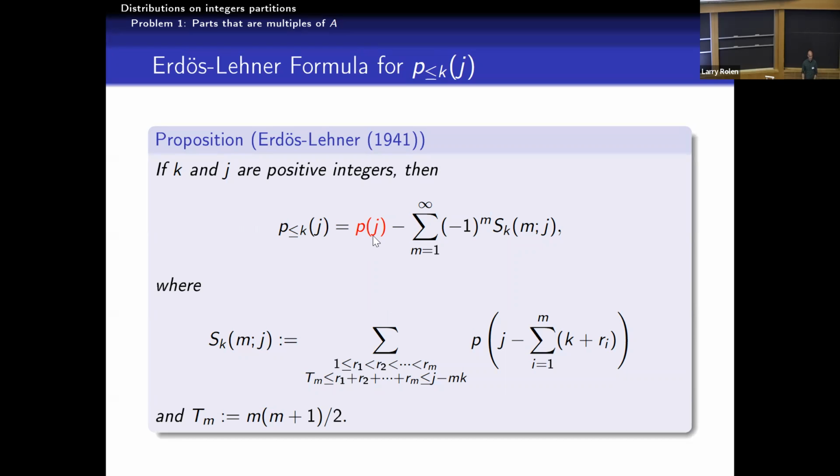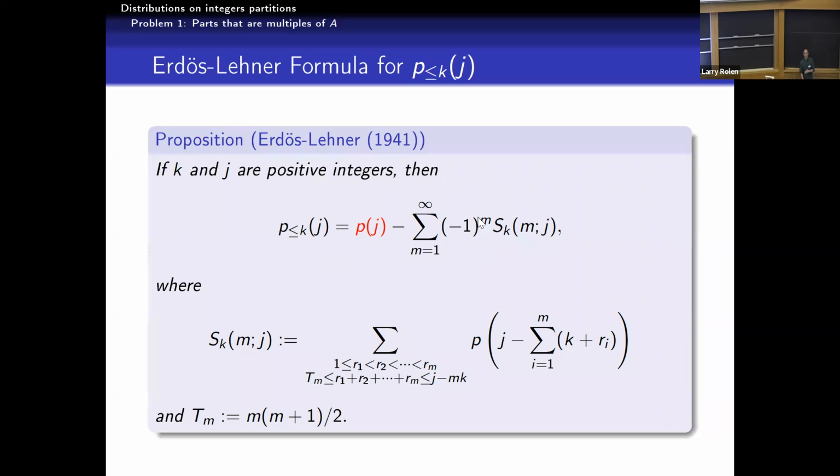So what we're doing here is we're taking our partitions of j, and then we're going to subtract off, when m is 1, all of the partitions of j minus something larger than k. So we're going to subtract every partition that contains a k plus 1. We're going to subtract off all of the partitions that contain a k plus 2. We're going to subtract off all the partitions that contain a k plus 3, and so on. So that's the m equals 1 case.